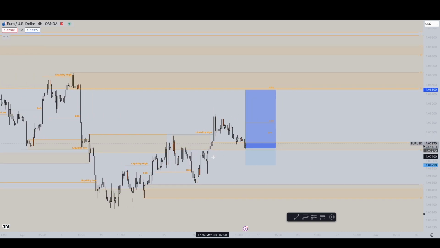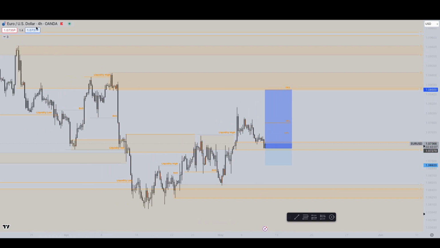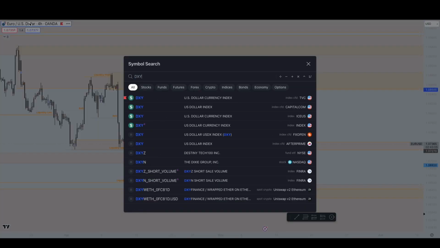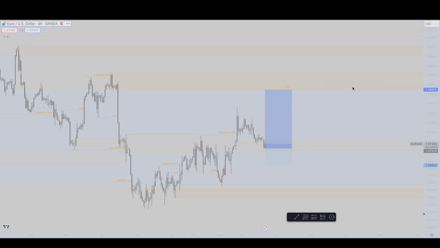Overall, I'm still bullish on Euro Dollar for now. Long term, I'm still bearish on Euro Dollar, but for now I think we could reach at least until TP2 and maybe even go to TP3 afterwards. It all depends on the dollar, of course. So let's quickly dive into the dollar to see what is happening there.